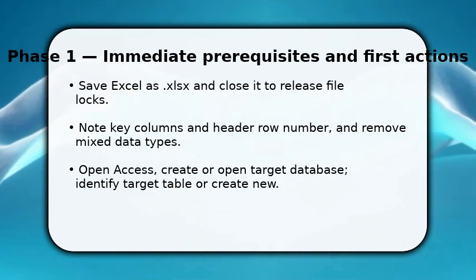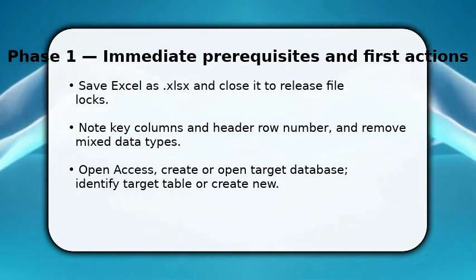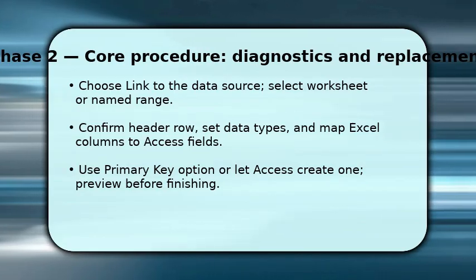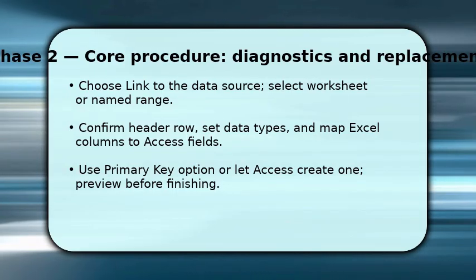You now configure the actual link and mapping so data flows correctly. After selecting link to the data source, choose the worksheet or a named range. This keeps changes live. Make sure you check that the first row contains column headings, then explicitly set field data types where needed because Access guesses and sometimes misassigns.